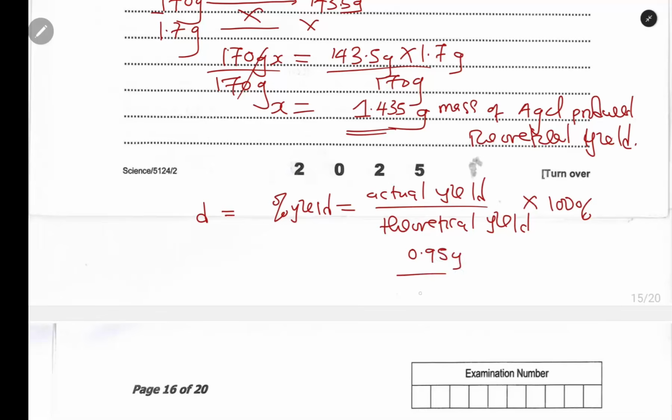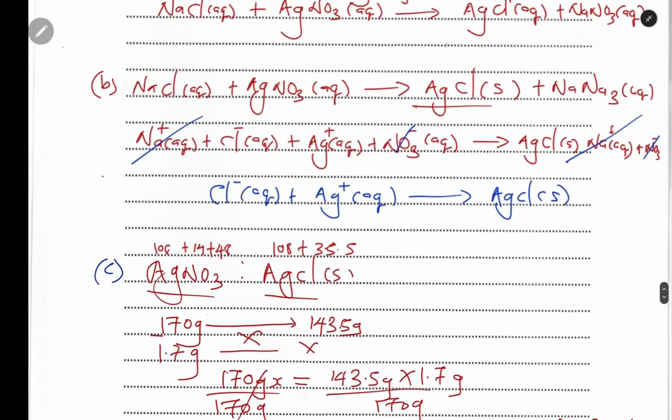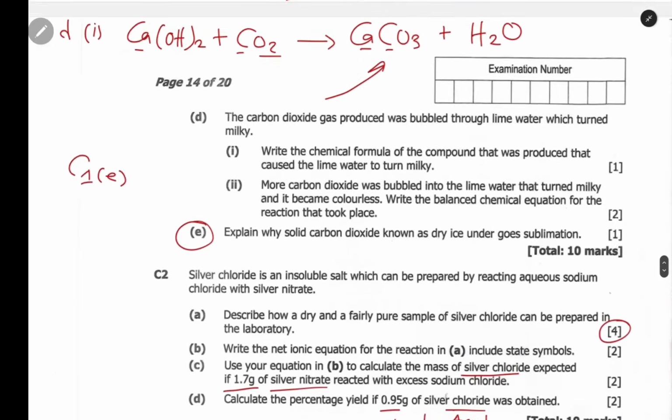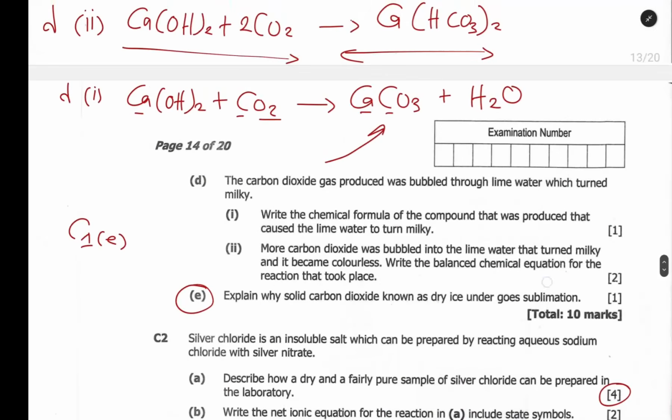So what is the actual yield? 0.95 gram over theoretical 1.435 gram multiplied by 100. Okay? Multiplied by 100, able to find 66%. Confirm if that is the answer that you're finding. Otherwise, that is what we needed to write on this C2 question.